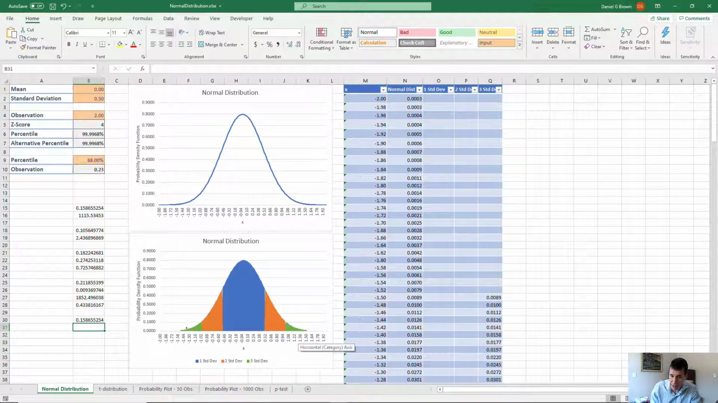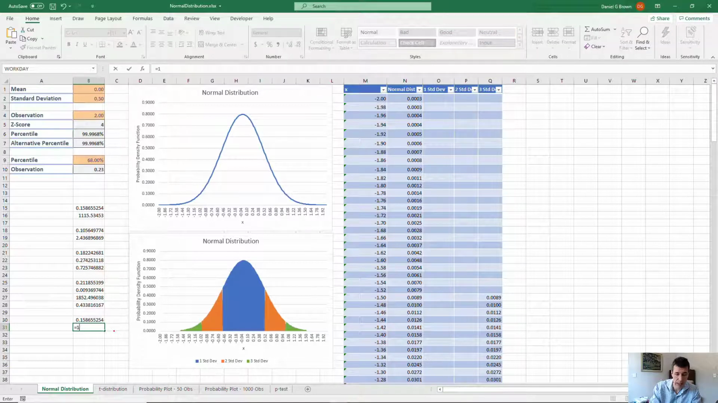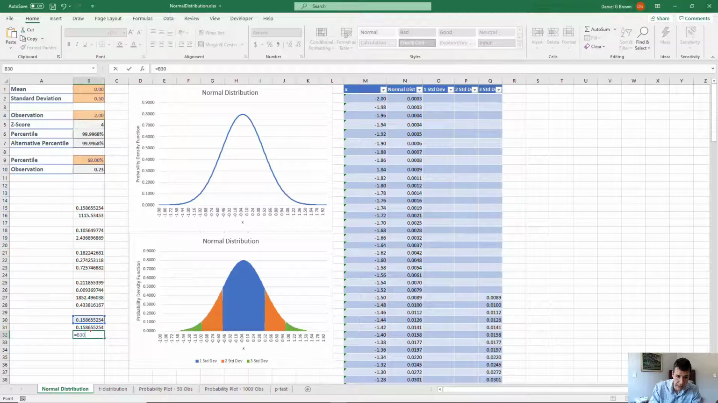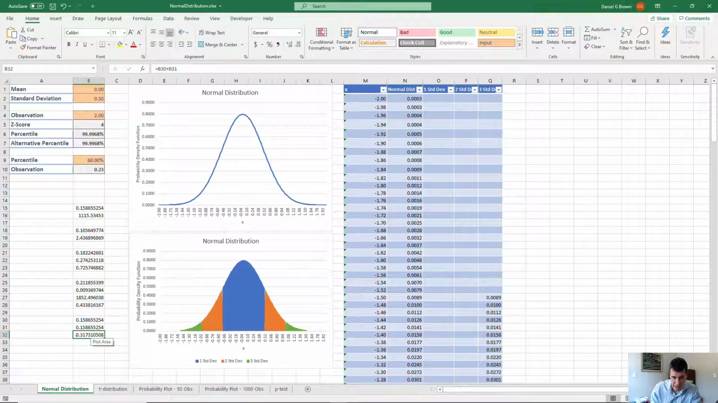Above 1 standard deviation from the mean, well, that's 1 minus the probability of being below. So that's 1 minus norm.s.dist of 1, comma true. Ooh, it's symmetric, so it's the same. The probability of being outside of 1 standard deviation is the probability of being below 1 standard deviation or above 1 standard deviation, so that's 31.73. Probability of being within is 1 minus the probability of being outside.